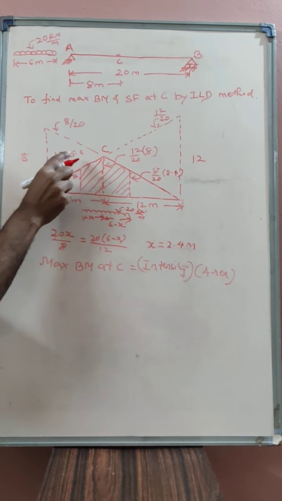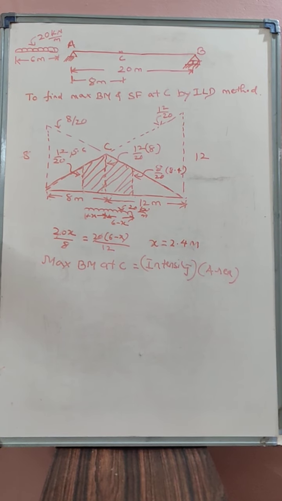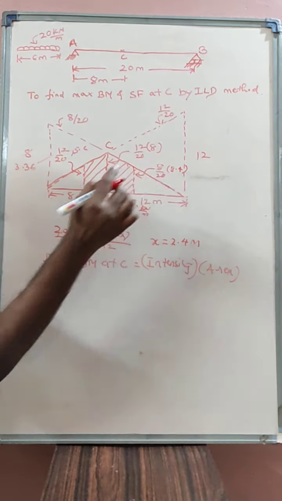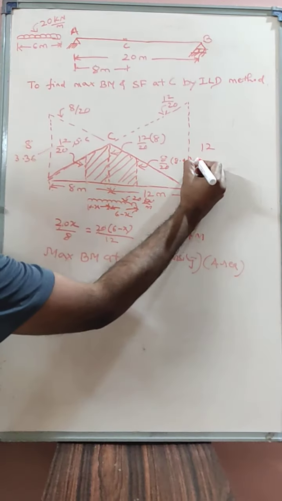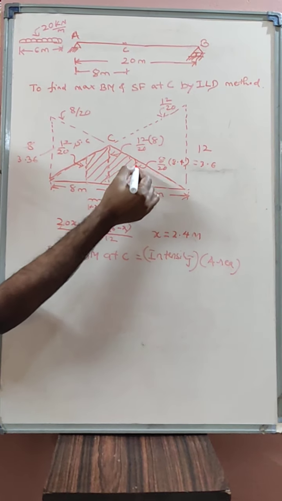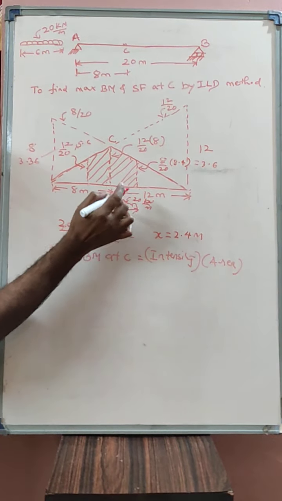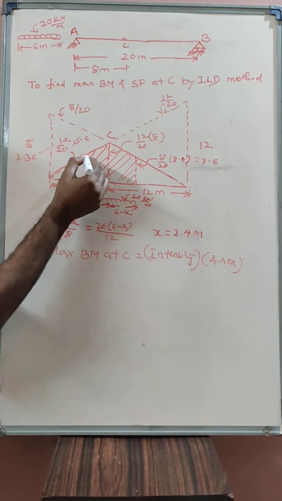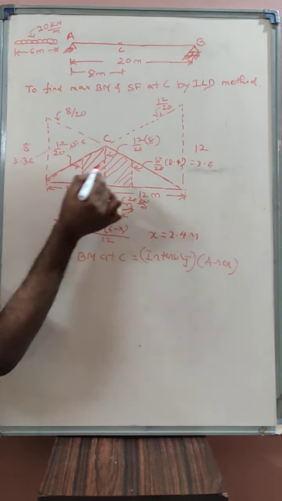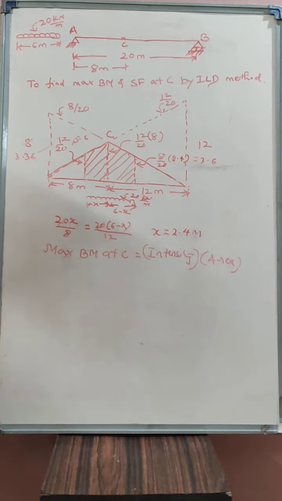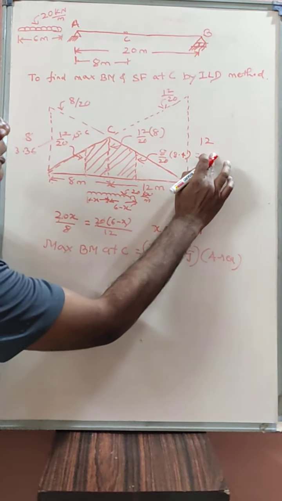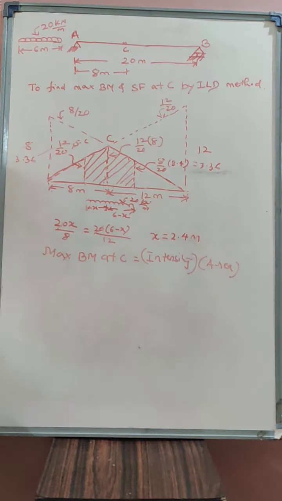What is this? 12 by 20 into 5.6. If you simplify, it is 3.36. So this I will write, 3.36. Now 8 by 20 into 8.4, that also is 3.36. So the check for you, in the examination or while doing the calculation, is that these two ordinates should be same. We have kept the load such that the intensity on both sides is same. So naturally you are going to get this ordinate equal to this ordinate. That means this ordinate is 3.36, and this ordinate is also 3.36.